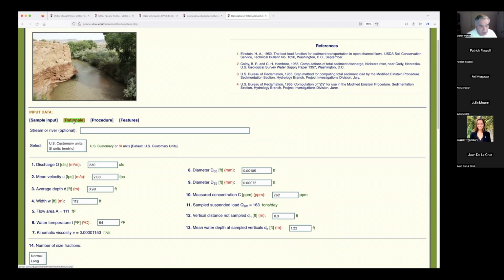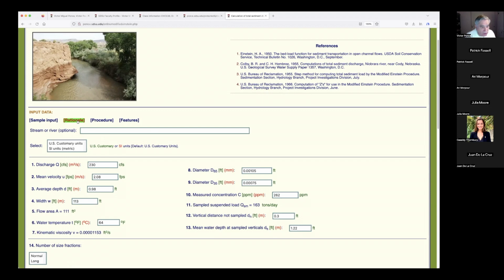Rationale, that's very important. The rationale behind the references. And by the way, you can see the references in there, the Einstein bed load function, the Colby and Hembree method. We've seen briefly both publications, 1950 Einstein, 1955 Colby and Hembree. And then 1955 is the actual document that we have been reviewing that we covered last Tuesday. And then the Lara publication, 1966, Bureau of Reclamation computation of C primes, that we're going to be seeing today.